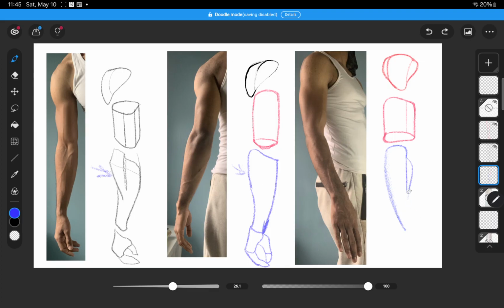And then the wrist, why am I being a perfectionist right now? The wrist is a box, like so, and then you have your hand. So this is essentially, let me go back to this, right? These are essentially the things that I think about when I'm drawing the arm.